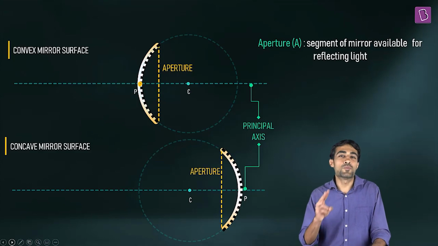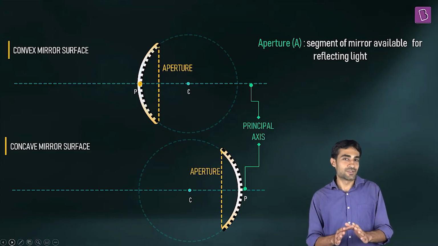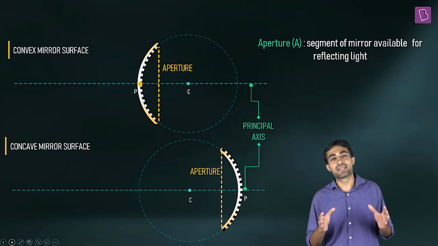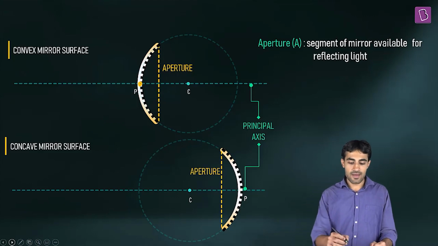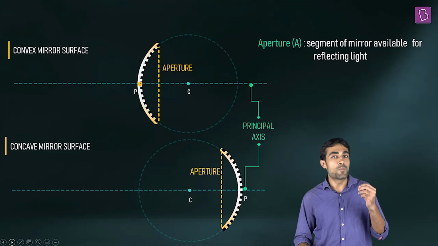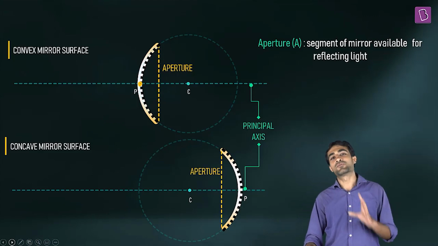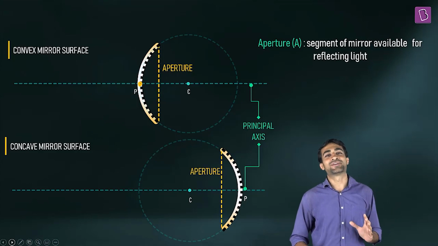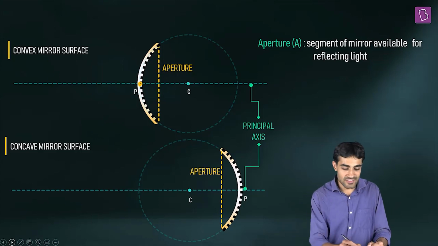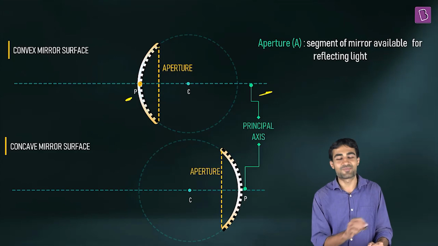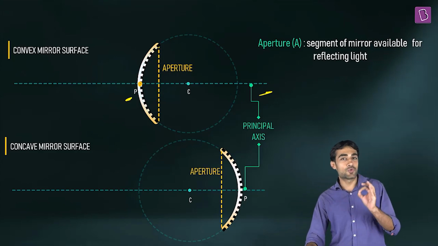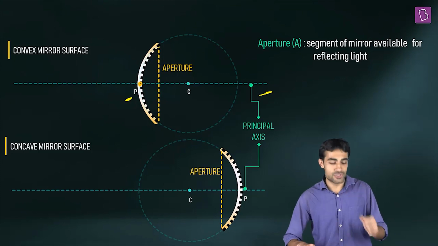Let me give you two more definitions at this point. We define something known as principal axis. Principal axis is the line which is passing through pole and the center of curvature. What is this pole? Pole is the center of this aperture. So we also know what is the pole and what is the principal axis. Now, principal axis is really crucial. We will talk about why it is crucial.